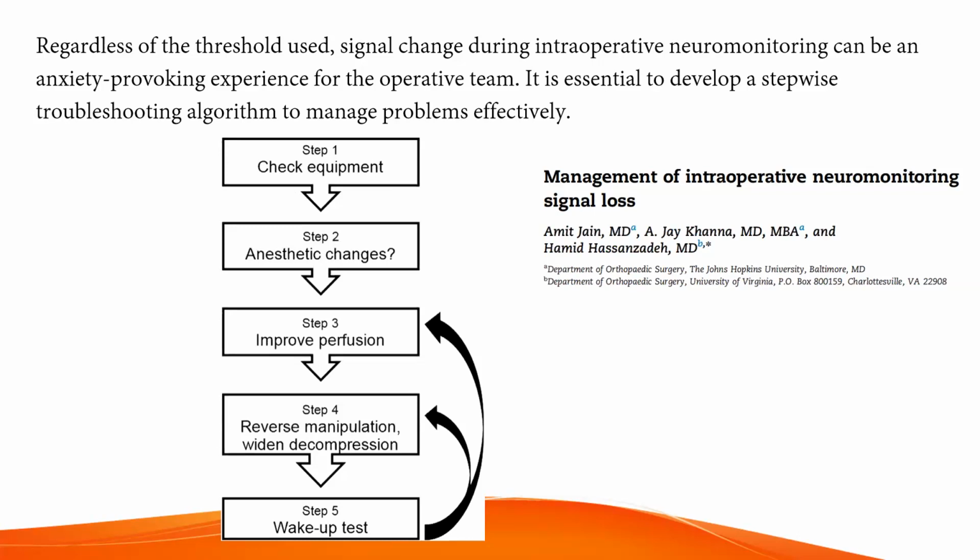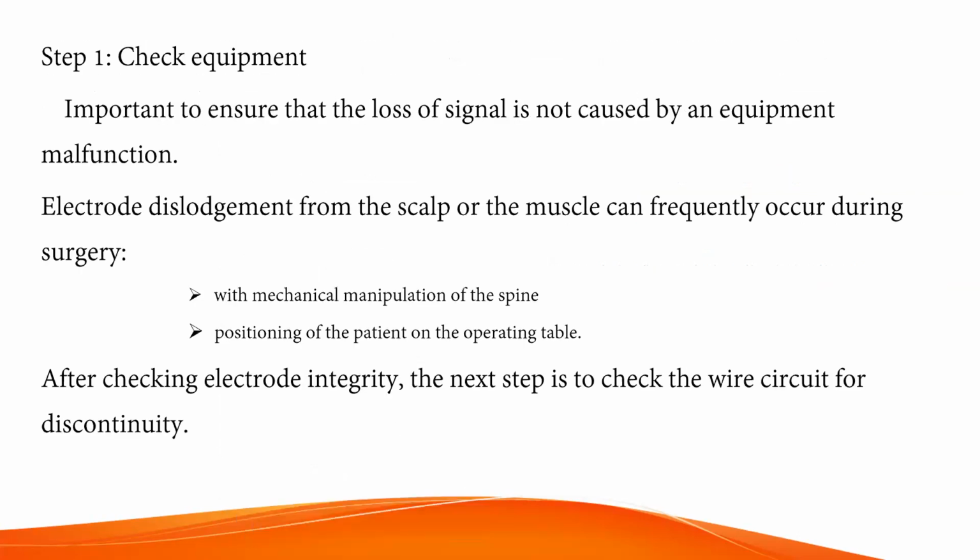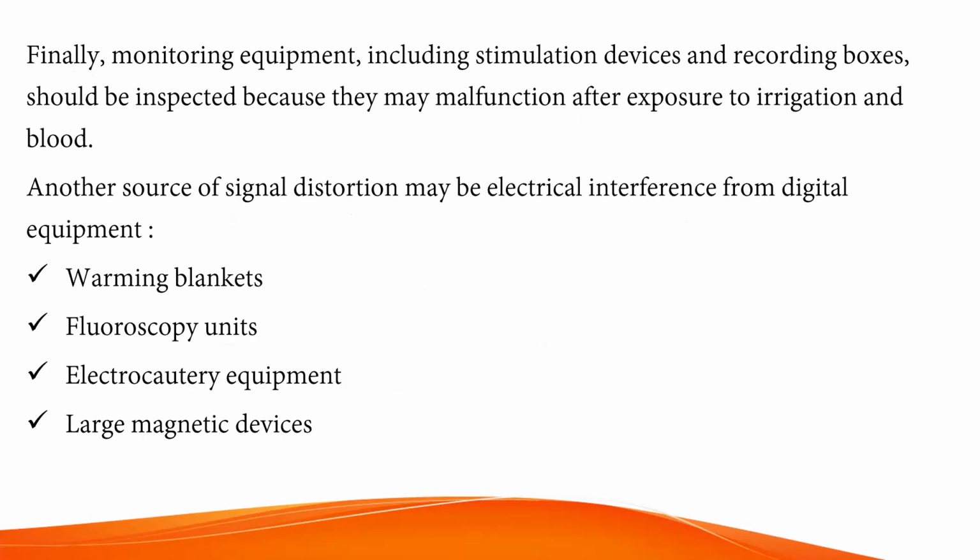What is check the equipment? It is important to ensure that the loss of signal is not because of equipment malfunction. Sometimes the electrode can be dislodged from the scalp or muscle. During manipulation and positioning of the patient, the electrodes tend to dislodge. So we have to check that the electrodes are placed properly. After that, we check the electrode integrity, and next check for circuit discontinuity. Sometimes the wire may be disconnected from the machine. Finally, the monitoring equipment, including the stimulation device and recording boxes, should be inspected because they may malfunction after exposure to irrigation and blood.